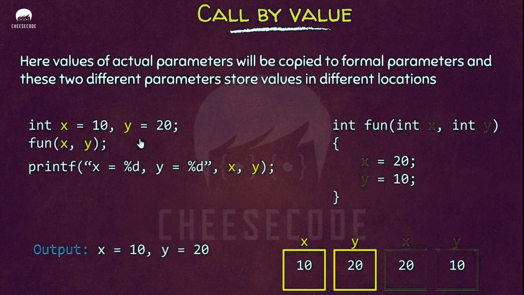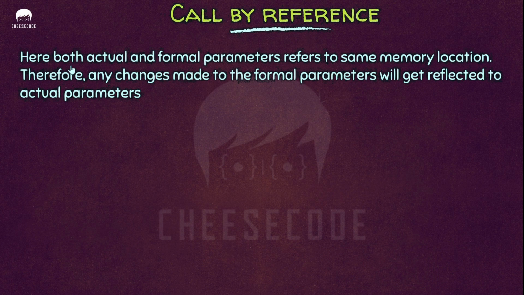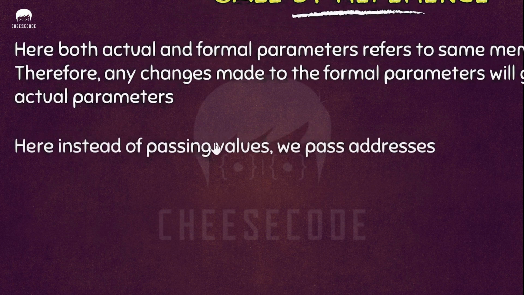Now let's try to understand what is call by reference. Here, both actual and formal parameters refer to the same memory location. Please note down this point. Therefore, any changes made to the formal parameters will get reflected to actual parameters. Whatever changes you made to the formal parameters will get reflected to actual parameters. Also, here instead of passing values, we pass addresses. We are not passing the values, we are passing the addresses.